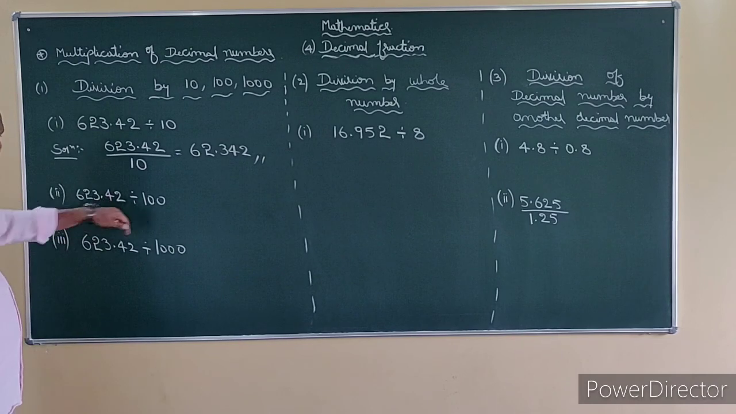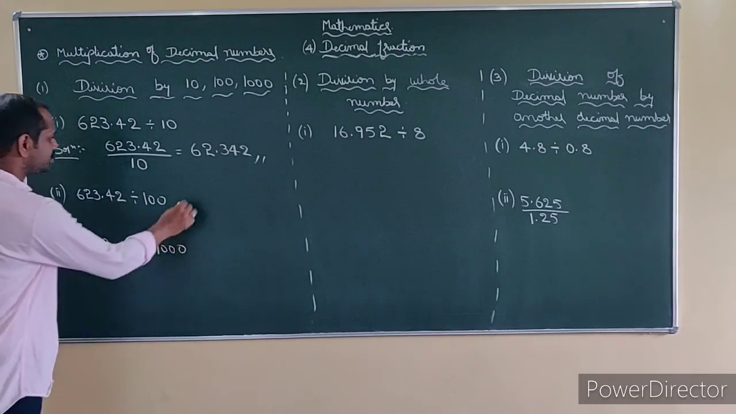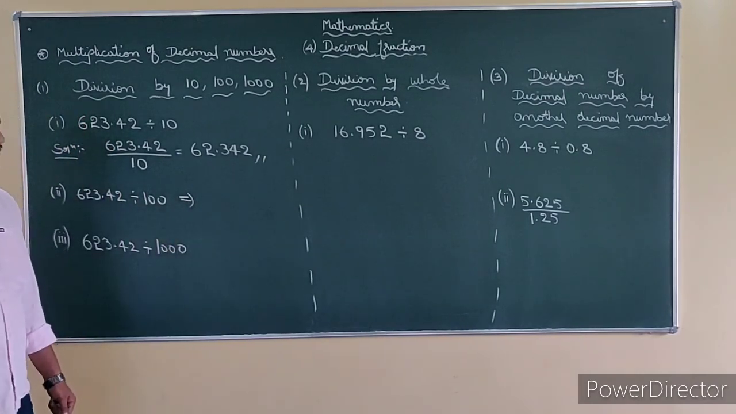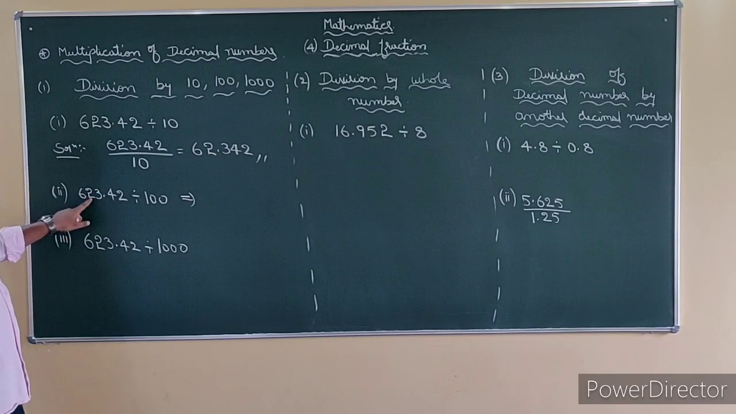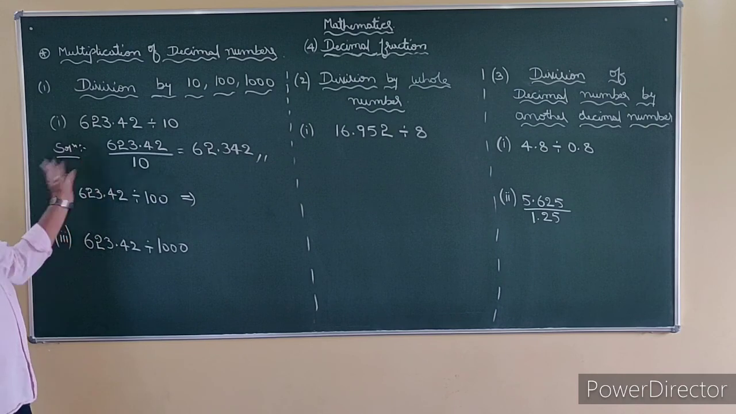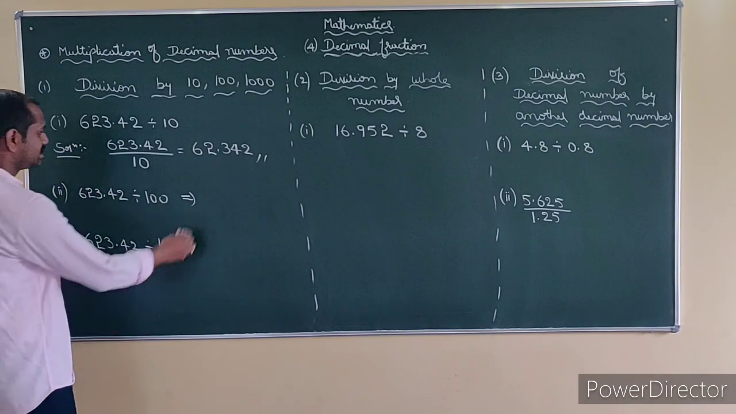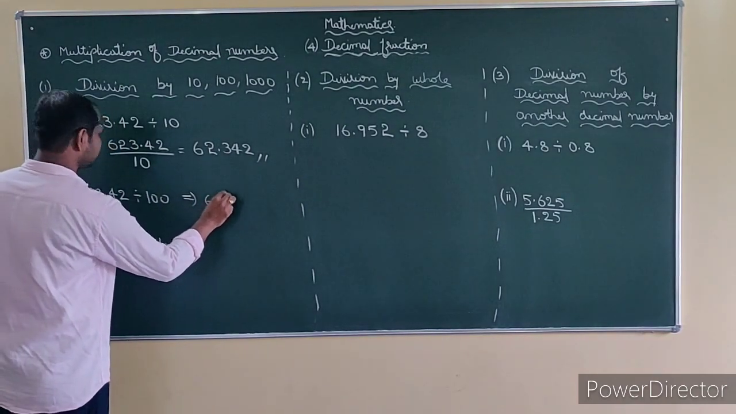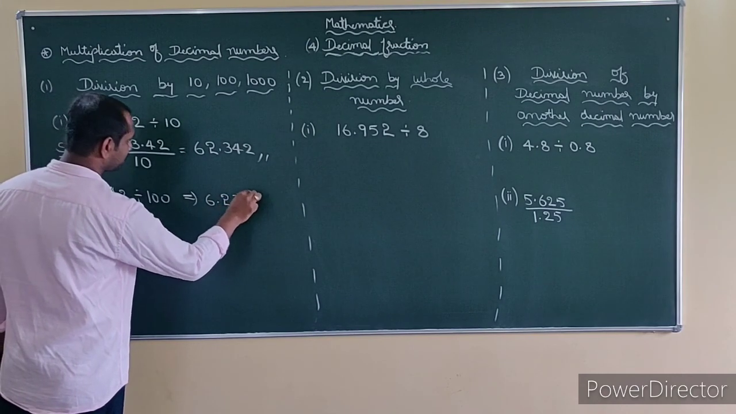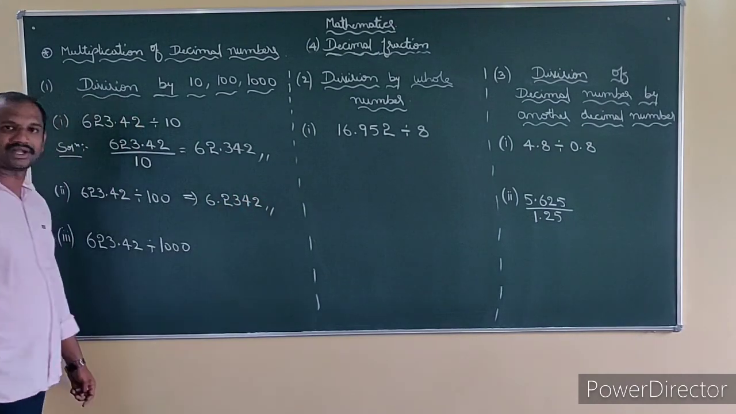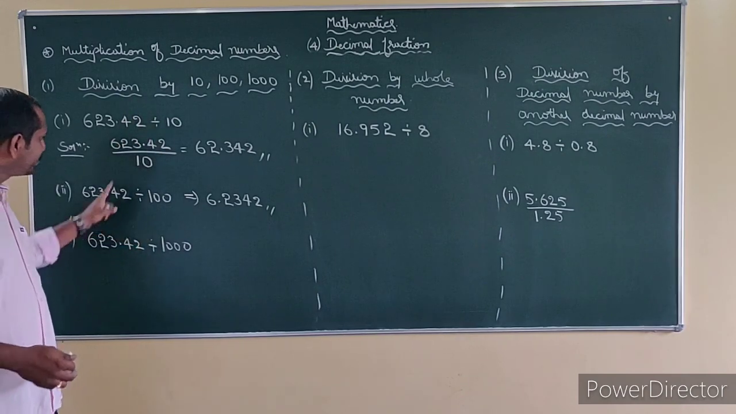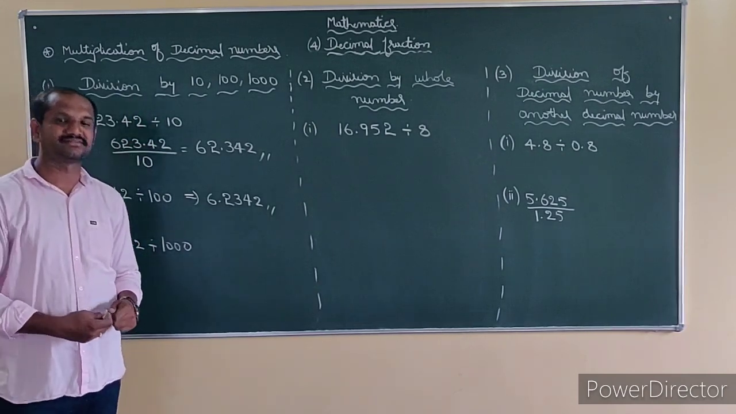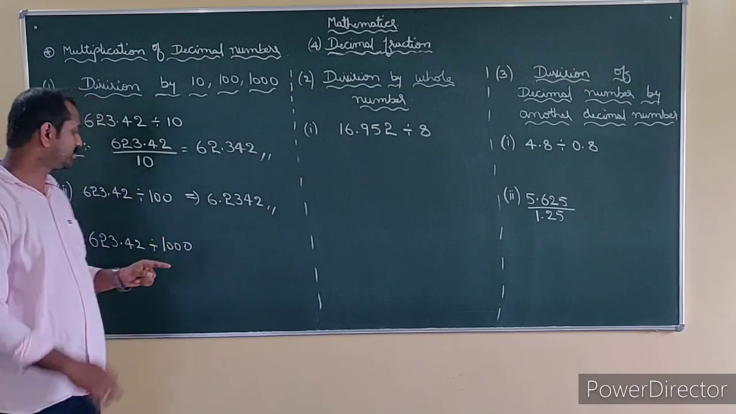Understand? Now we have 100. When you do the division with 100, you can do it directly. How? When you are dividing by 100, the point shifts 2 digits towards the left side. So I can write directly 6.2342. Understand? See how easy it is. Don't do the long division; the same works for 1000 and 10,000. Easily you can solve a problem.